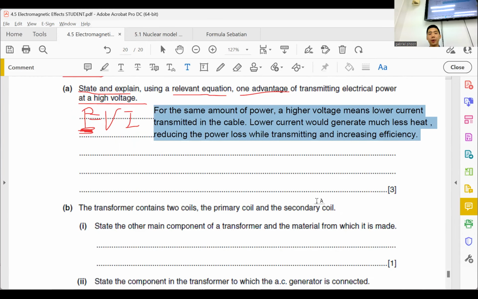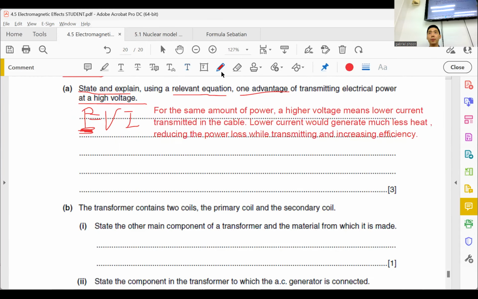Then after that, the next question, what do they want from you? They say that the transformer contains two coils, the primary coil and the secondary coil. State the other main component of the transformer and the material from which it is made. It is known as the what? Fusion, what is it known as? The other component of the transformer. Oh, soft iron core. Good. It is known as a soft iron core, guys. Soft iron core. Bam, easy one.